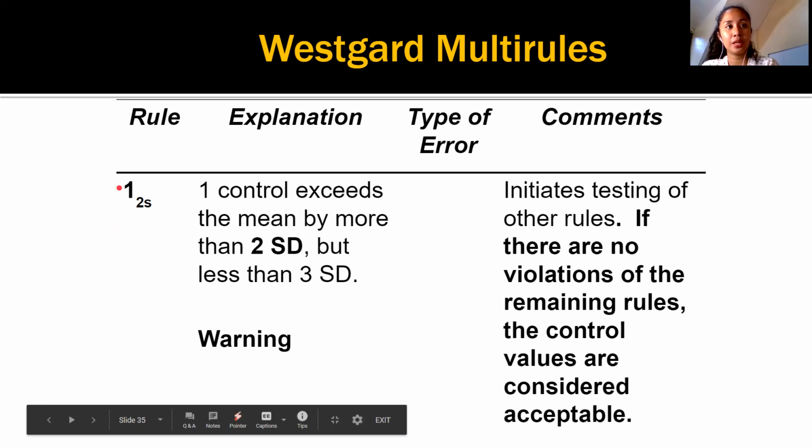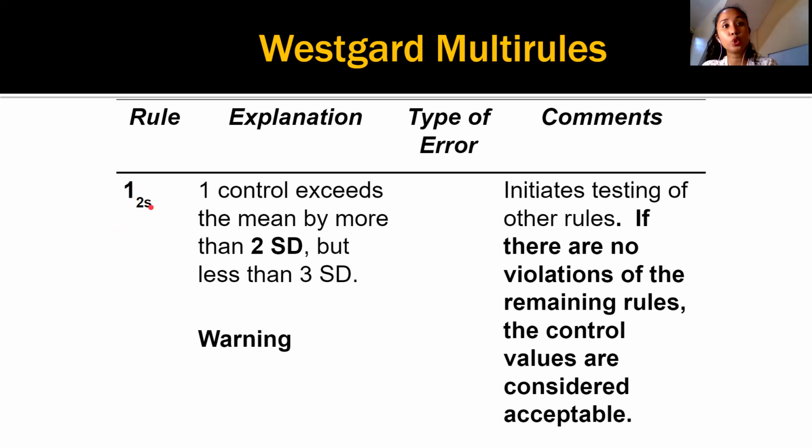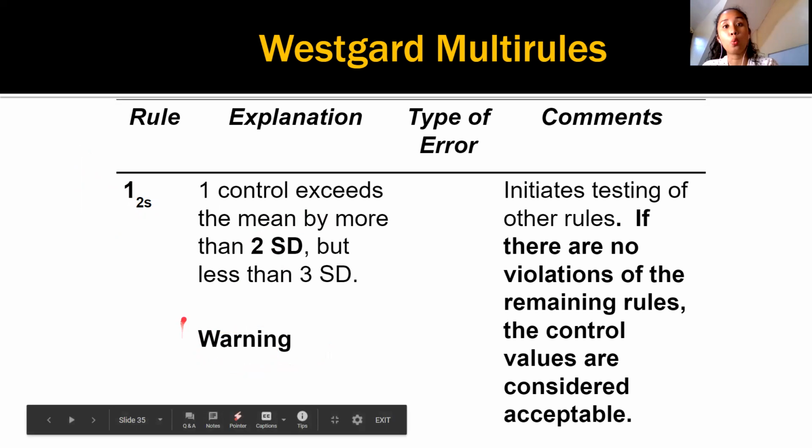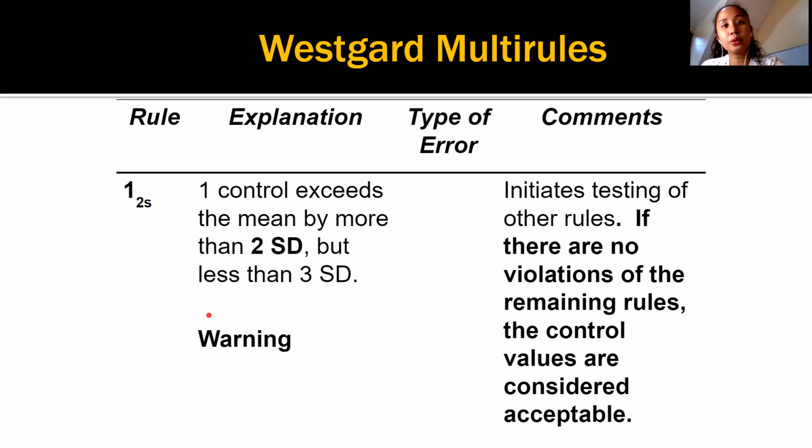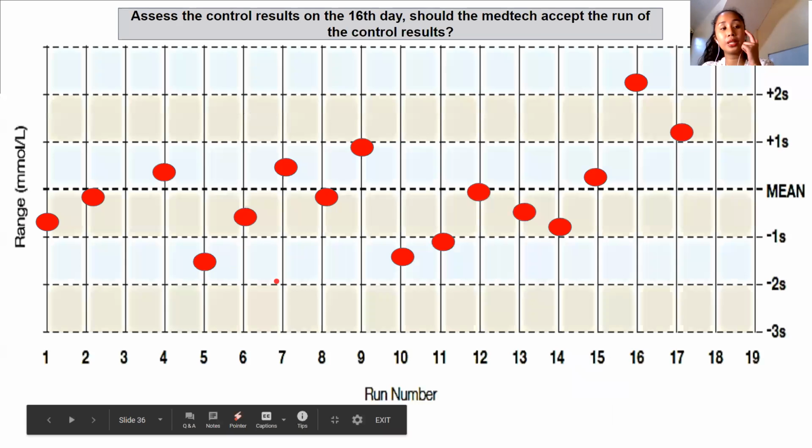1 2S. What does this mean? One control exceeds the mean by more than 2 SD but less than 3 SD. Class, its interpretation is just a warning. So class, when you do quality control testing and one result exceeds 2 SD, watch it. It's just a warning. You are still in control. You could run the specimens during the day. This is just a warning. So, the interpretation, when you see 1 2S, is only a warning. You are still in control. There are no violations.